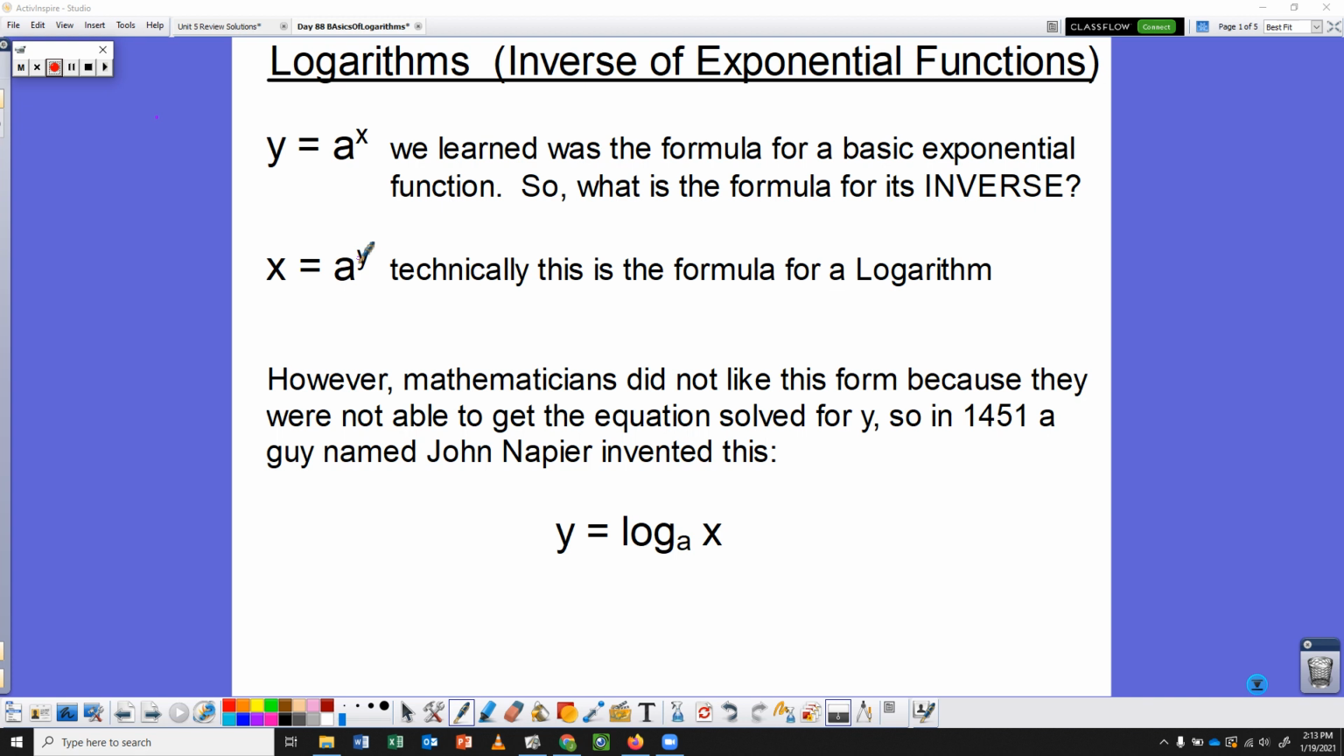Today, we're going to begin the other half of this unit, which is logarithms. Now, the very first and probably most important thing that you need to know about what a logarithm really is, it is literally just the inverse of an exponential function.